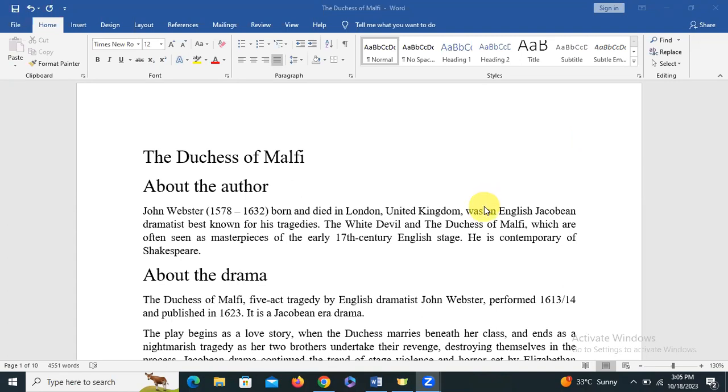So, about the author of The Duchess of Malfi. John Webster is the author of The Duchess of Malfi. He lived from 1578 to 1632, born and died in London, United Kingdom. He was an English Jacobean dramatist, best known for his tragedies. The tragedies are the dramas he wrote, The White Devil and The Duchess of Malfi, which are often seen as masterpieces of the early 17th century English stage. He was a contemporary of Shakespeare.